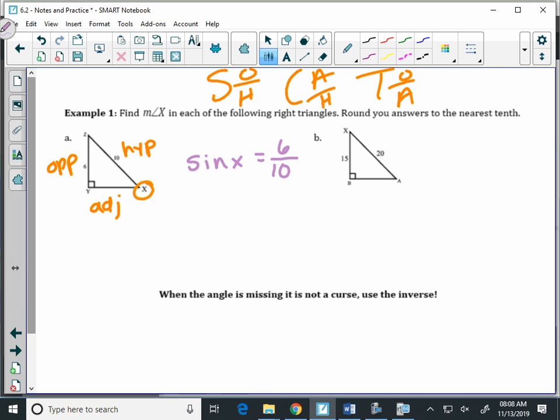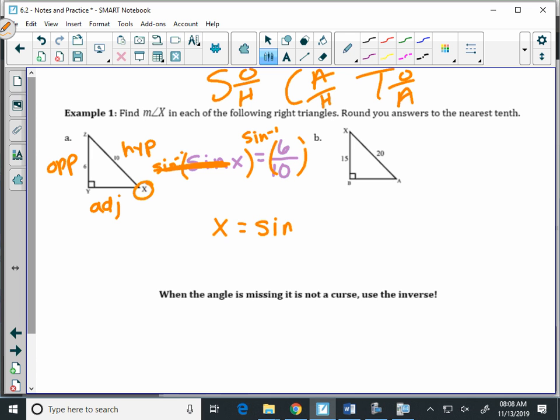This time around, our variable is an angle. So when the variable is missing, it's not a curse. We use the inverse. You're going to do exactly what we just did in that above example. Our angle is missing. We want to find the measure of that angle. So we use the inverse. So we just do the inverse of sine on both sides, cancels it out.